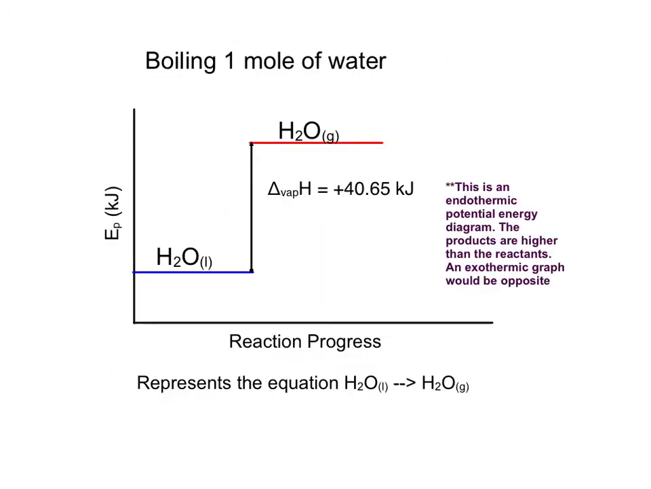Now these diagrams should look familiar. We have an enthalpy diagram here for the boiling of water, changing it from a liquid to a gas. This takes 40.65 kilojoules of energy, so we know it's endothermic, and we actually have to climb the hill for this reaction to happen. Okay, so just a reminder about what these diagrams looked like.